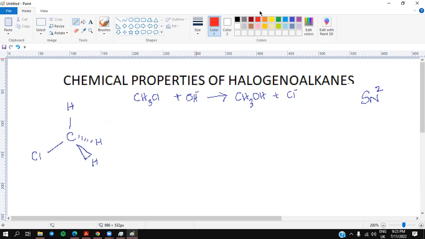Remember, I told you, carbon-halogen bonds are always polar. So delta positive comes over here, delta negative comes over here. Chlorine is pulling electrons. Here, see this OH minus. It has lone pairs of electrons. In fact, there are 3 lone pairs of electrons, and this structure has an overall negative charge. So this OH negative ion can act as a nucleophile.